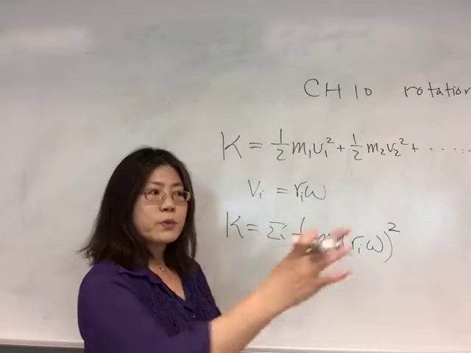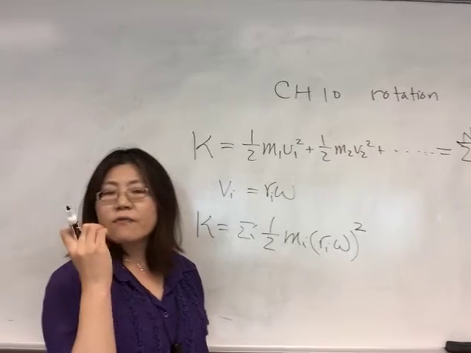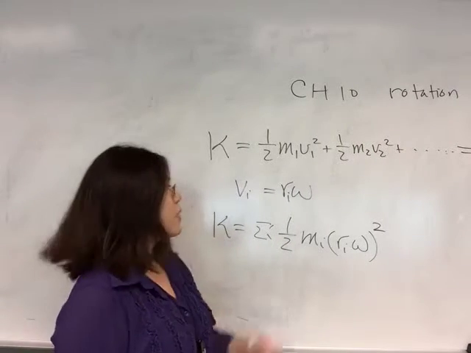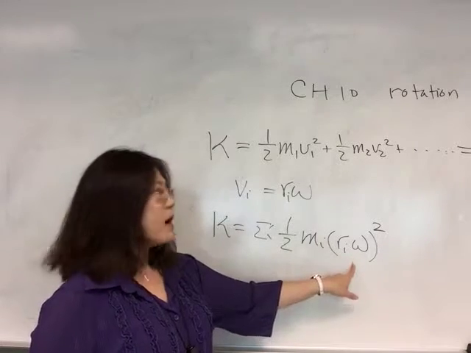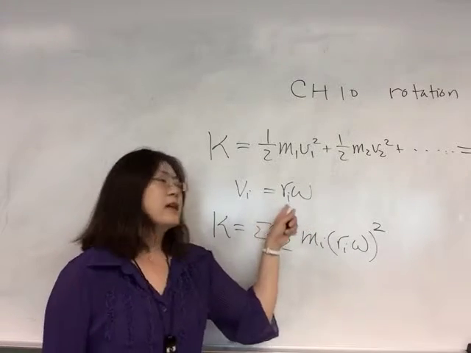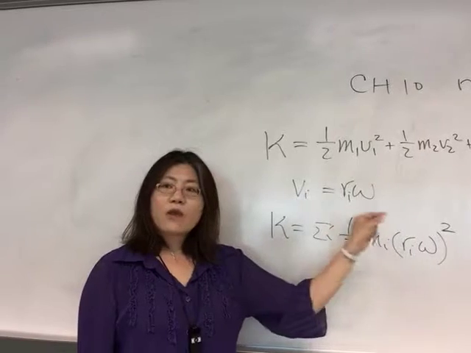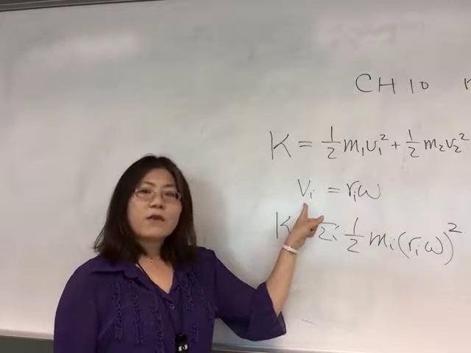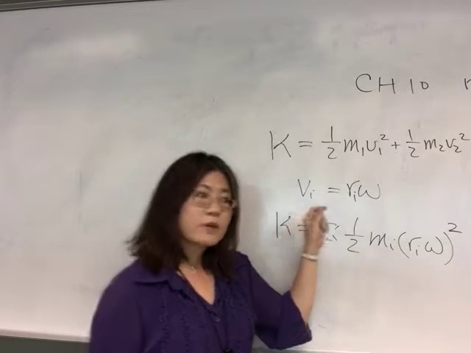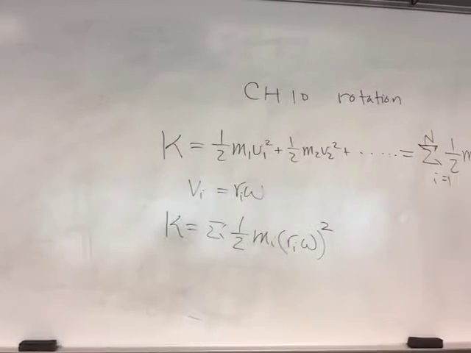And that's because we're assuming that every part of the object has the same angular velocity. So the same angular velocity does not change. The only thing that changes is the radius, how far away from the central axis, and that determines the magnitude of the linear velocity, right? As I mentioned, this is the radius.